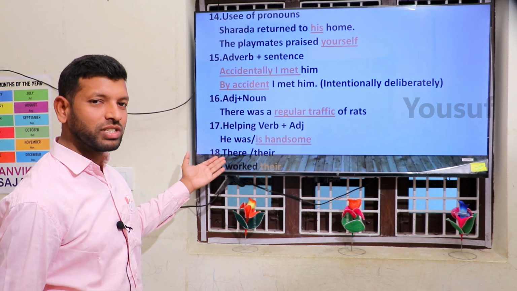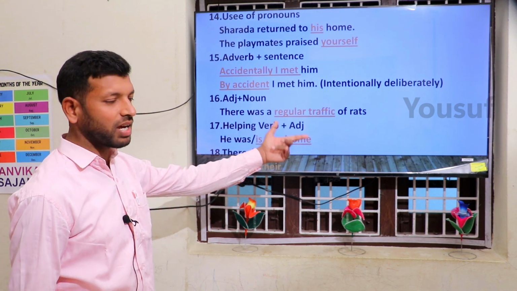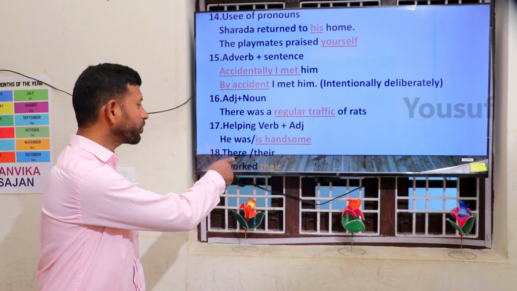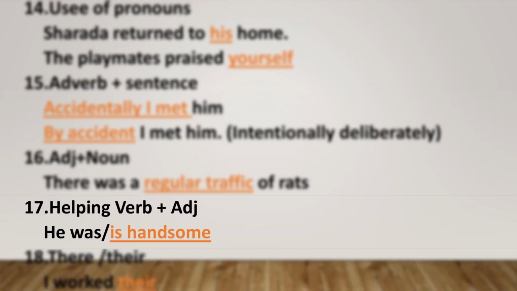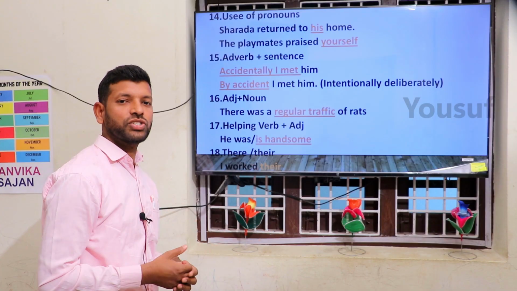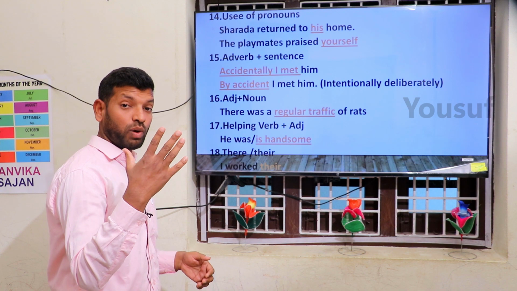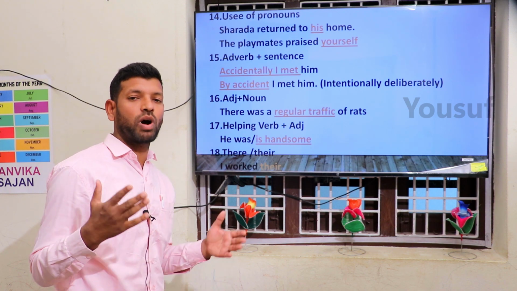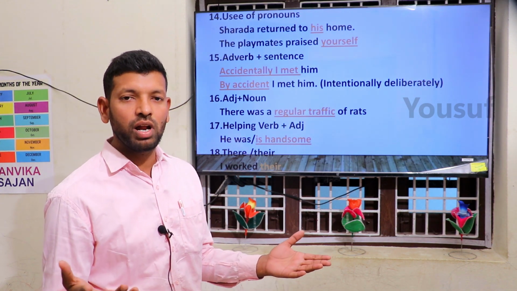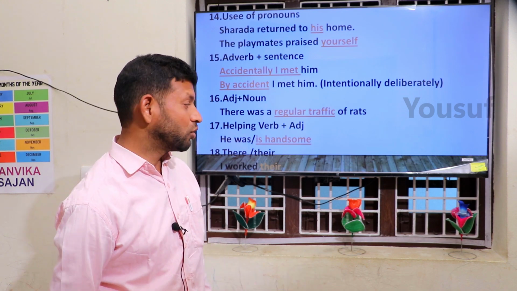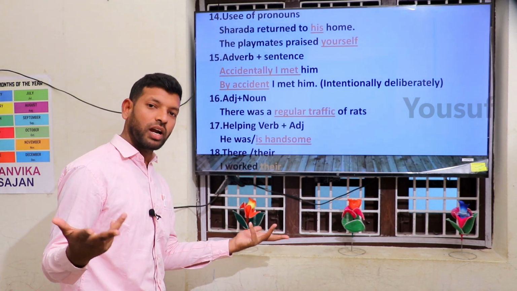And then come down to the 17th one, that is helping verb plus adjective. What is this? Let us see. He was or he is handsome. She is beautiful. She was beautiful. So you could use any one. So what is there after the helping verb like was, were, am, is, or? There is an adjective. So that is handsome, beautiful, adjective.